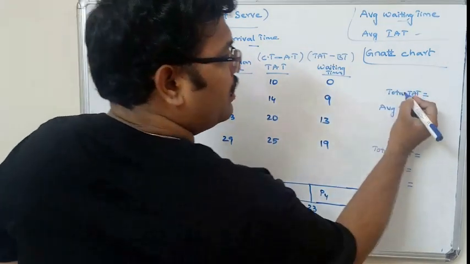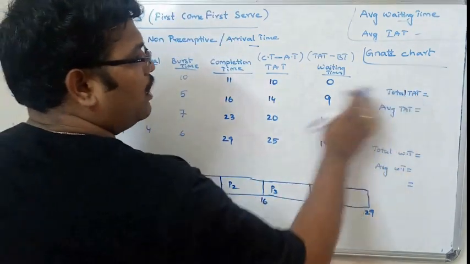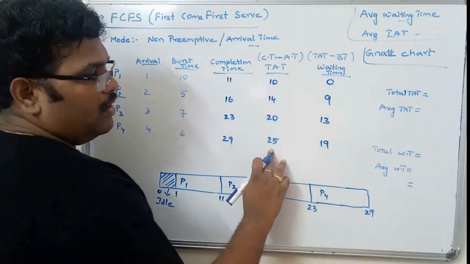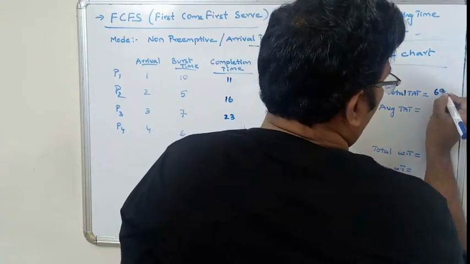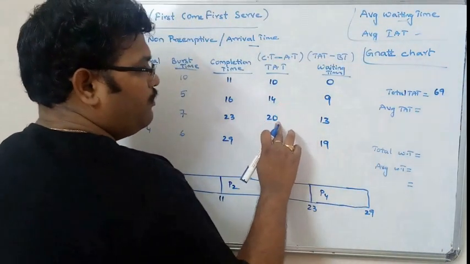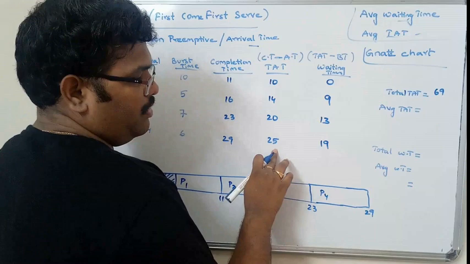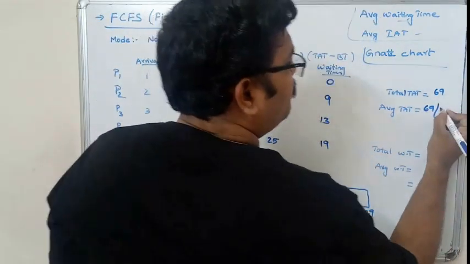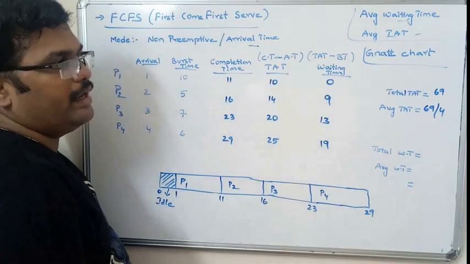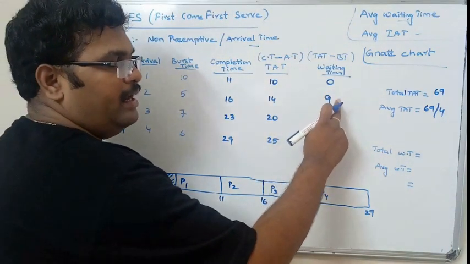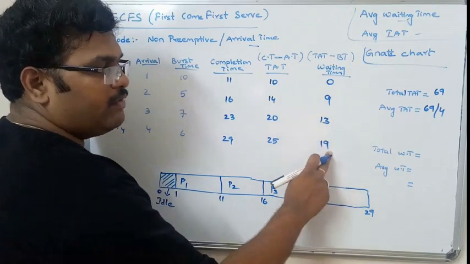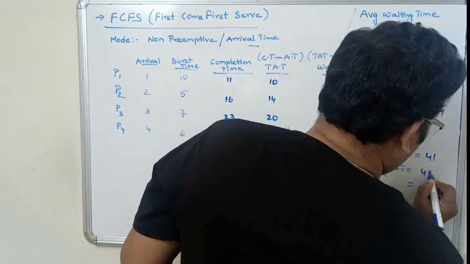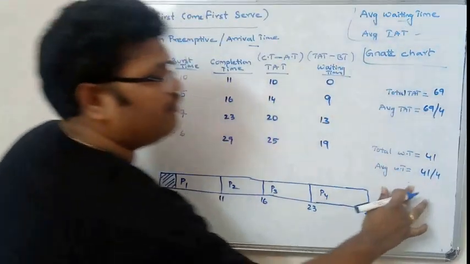Now find out the total turnaround time. So total turnaround time is 10 plus 14, 24, 44 and 69. Right? Average turnaround time, so that is 69 by 4. Similarly, total waiting time, 0 plus 9, 9, 9 plus 13, 22, 22 plus 19, it's 41. Similarly, average waiting time is 41 by 4.